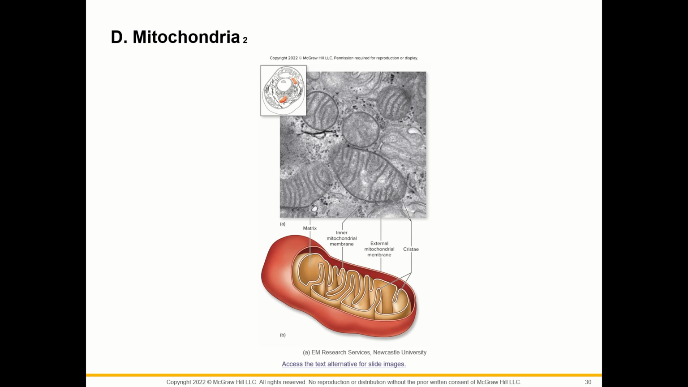This image shows the mitochondria, and it is figure 3.9. So stay tuned. We're going to learn all about her. She's got her own DNA. She can divide through binary fission. There's evidence that suggests that she was once a free-living bacterium.